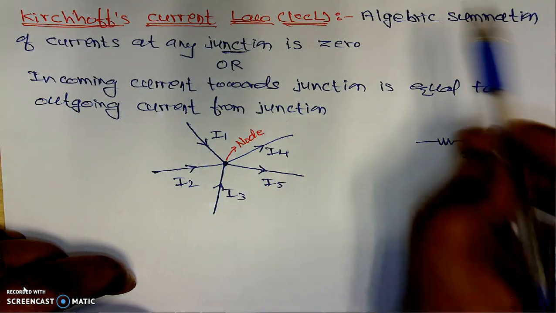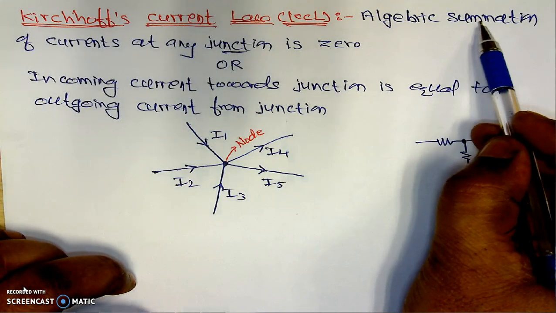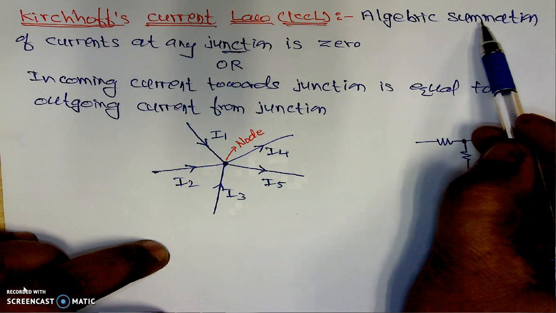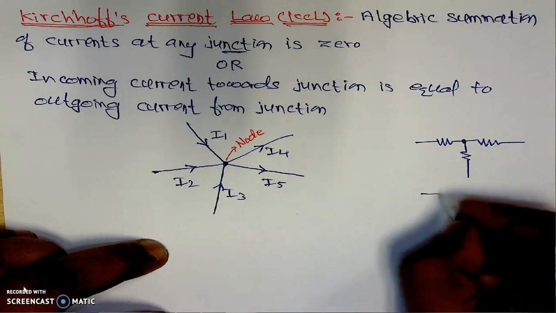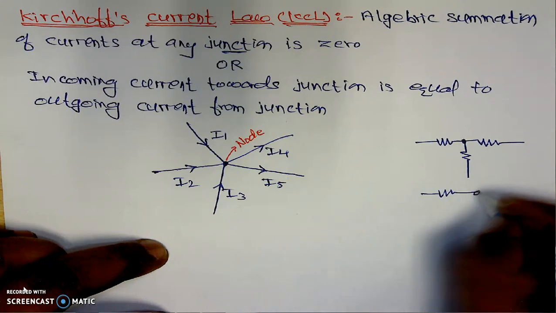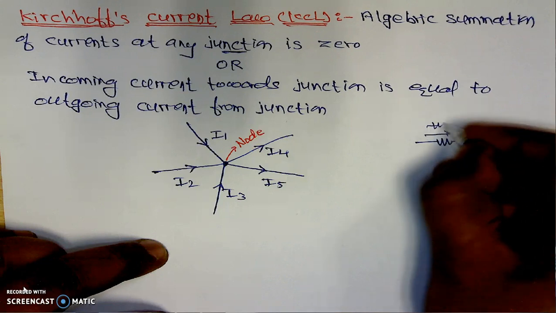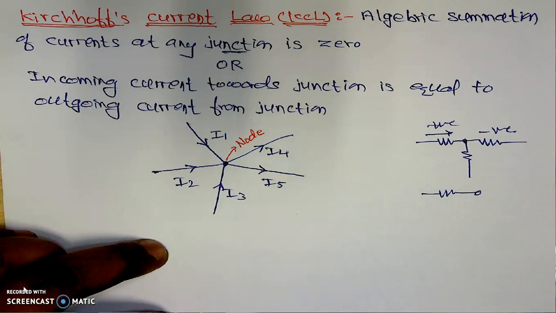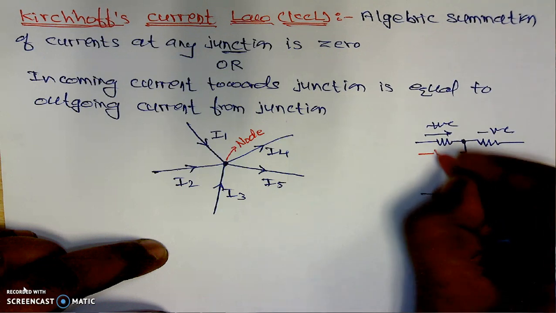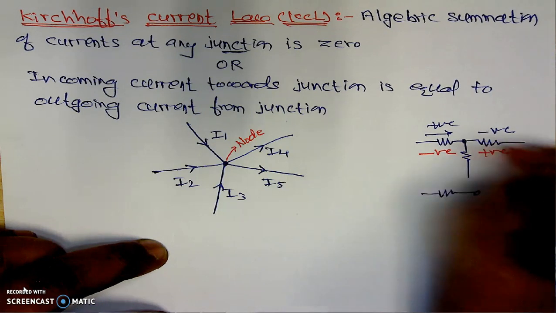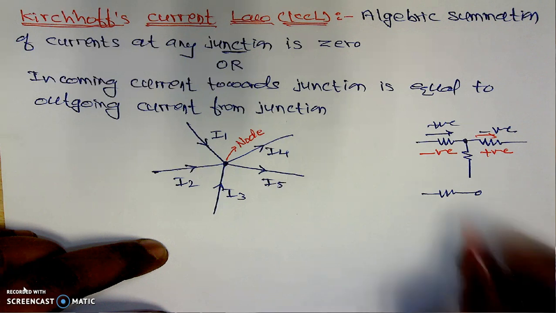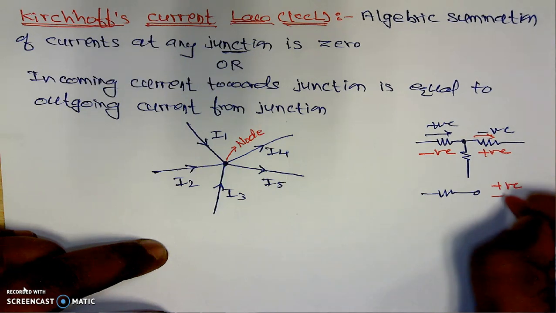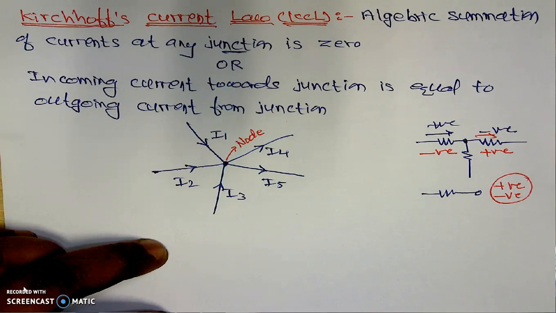Now here the statement indicates algebraic summation, with sign, summation with polarity. Now what should be the sign or what should be the polarity? There is no standard sign convention. For any junction, if you are taking the incoming current as positive, then we have to take the outgoing current as negative. Or if we are taking the incoming current as negative, then we have to take the outgoing current as positive. Here in this case, I will assume the incoming current as positive and outgoing current as negative. Using these sign conventions, we will explain this particular statement.